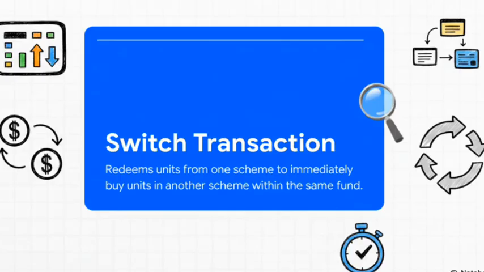Say your dashboard shows you need to rebalance your portfolio, you don't actually have to cash out entirely. You can use what's called a switch transaction. This brilliantly illustrates market efficiency. It's a dual action that redeems your investment from one scheme and immediately uses that exact money to purchase units in another scheme, assuming it's within the same fund house. It's absolutely perfect for quickly adjusting your strategy without waiting days for money to hit your bank account and clear.